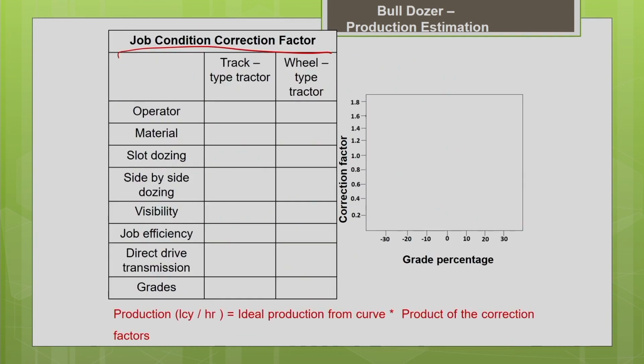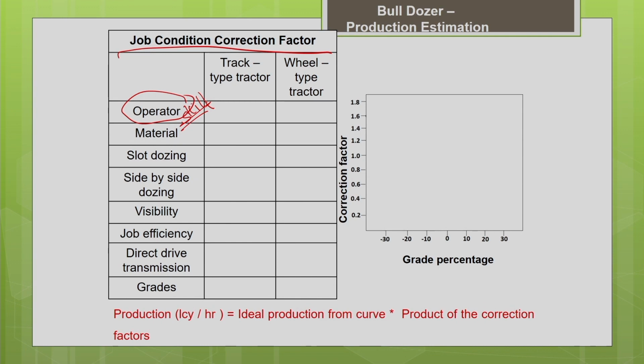So, what are all the correction factors? See, it depends upon the operator's skill. Say that curve, the ideal curve, was based on the assumption that the operator skill is excellent. But if your operator skill is poor, then accordingly you apply the correction factor. What is the correction factor? You refer to the literature and pick up the value.